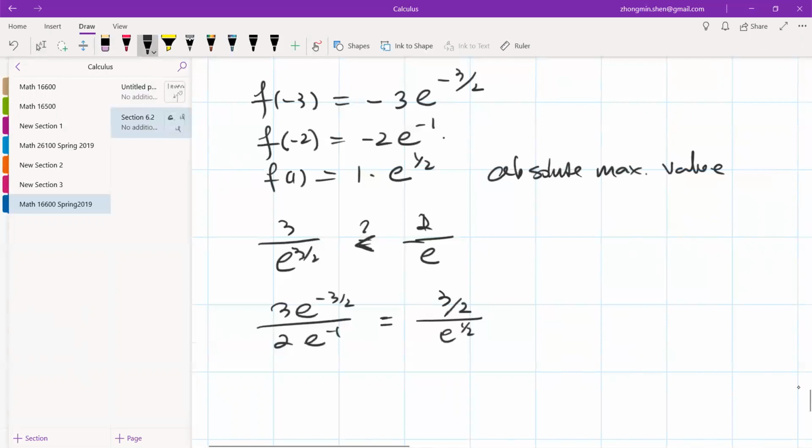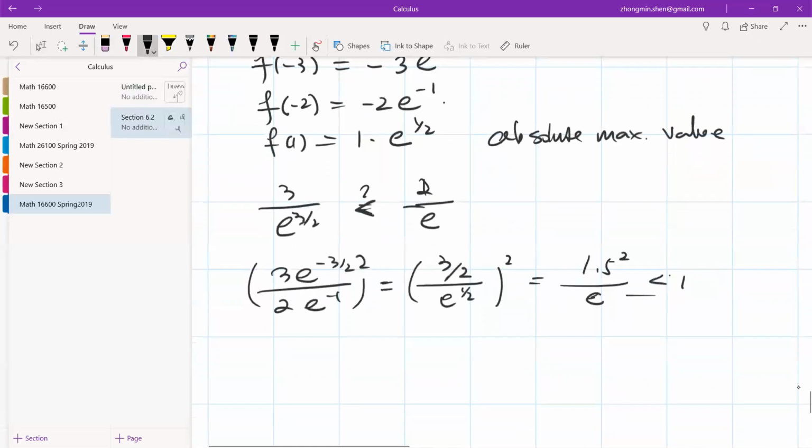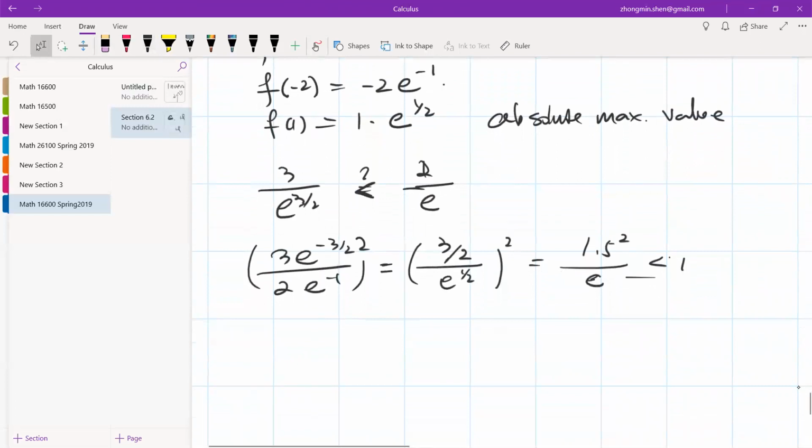Then which number is larger? You can even square it if you don't like the square root. You can use the estimate, right? You can look at the square, and this is going to be 1.5 squared, and that's going to be e, right? e is about 2.7. 1.5 squared is less than 2.7. So this should be easy to figure out. So that means the one on the left-hand side is less than the one on the right-hand side.